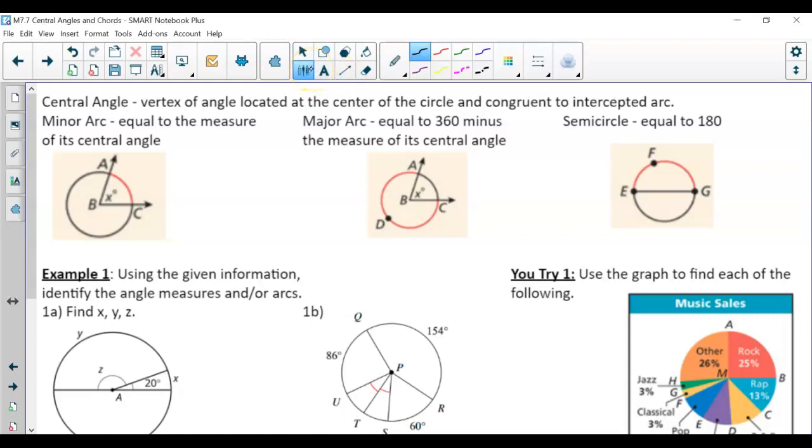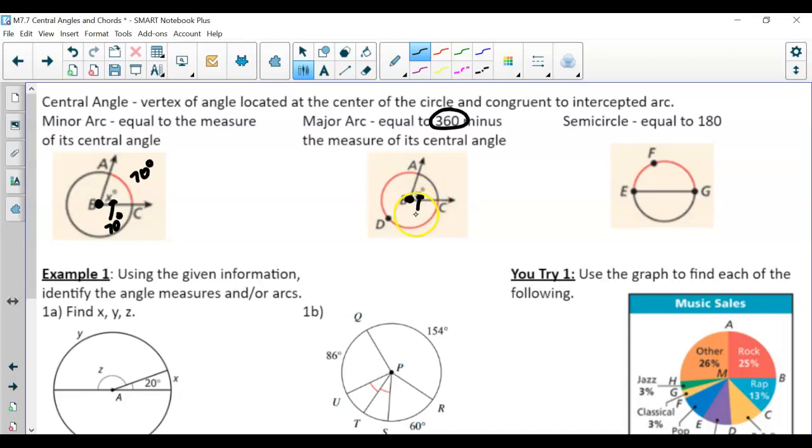circle. Now, this could create what's called a minor arc, which is going to be equal to the central angle. So if the angle, let's say here, is 70 degrees, then the minor arc here created is 70 degrees. So now the major arc is basically going the other direction. So if you notice, it's greater than 180. So we're going to subtract from 360 because remember, a full circle is 360.